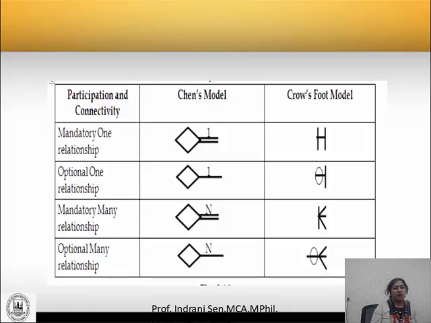In the ER model, as we have already learned, there are two types of models: one is Chen's model and one is the crow's-foot model. According to Chen's model, a relationship is connected to an entity by a double line, which means it's a mandatory relationship. Mandatory means the entity connected by a double line is a mandatory entity. We'll learn more about mandatory and optional entities in the next slides. Similarly, we have optional relationships. We can have mandatory many relationship, optional many relationship. Mandatory and optional refer to the participation, while one and many refer to the cardinality.